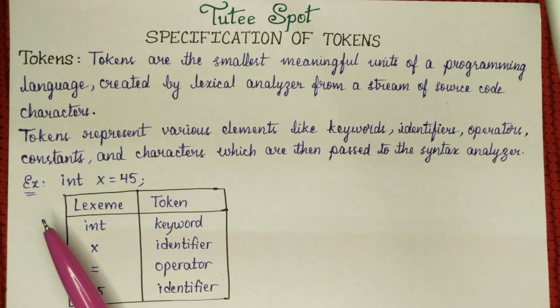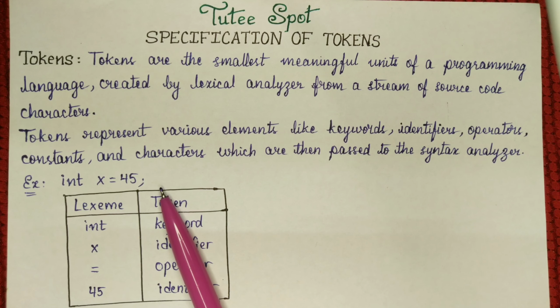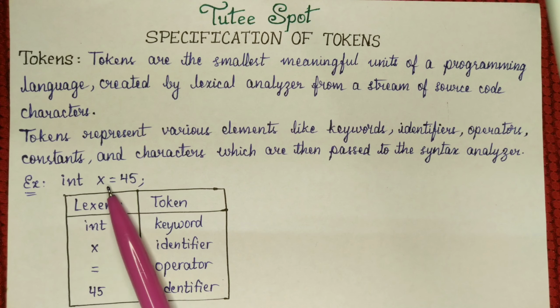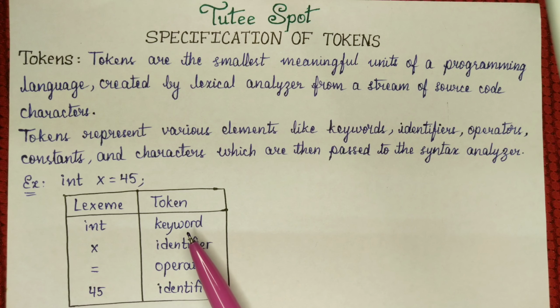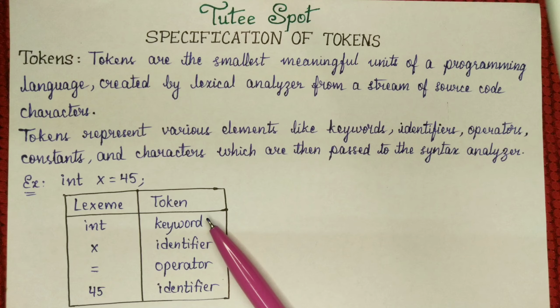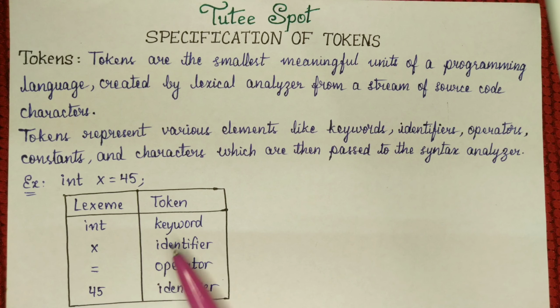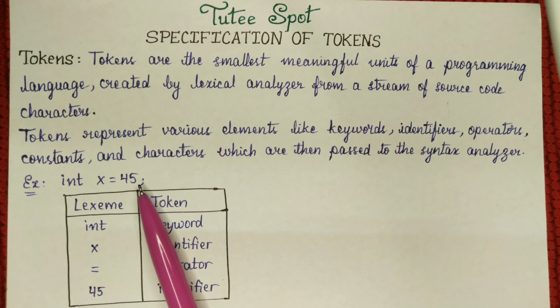For example, let's consider int x = 45. Here we have various tokens like keywords, identifiers, and operators, where int is the keyword, x and 45 are identifiers, and equal to is the operator. And also we have the punctuation.